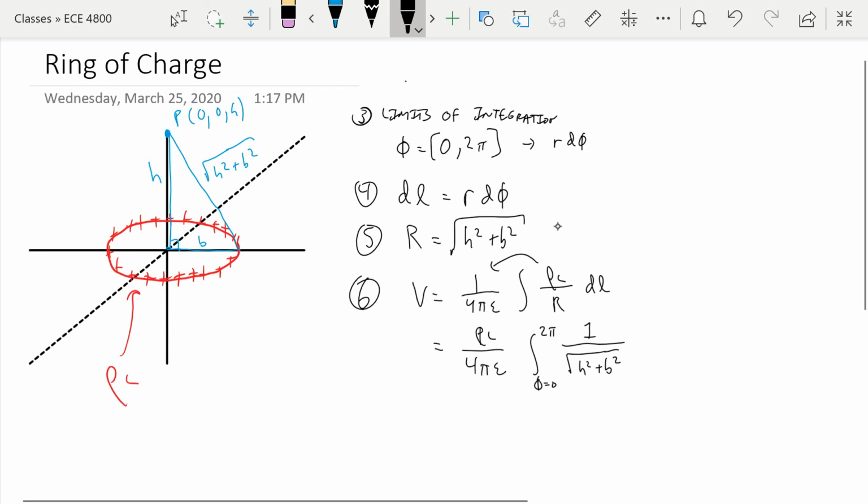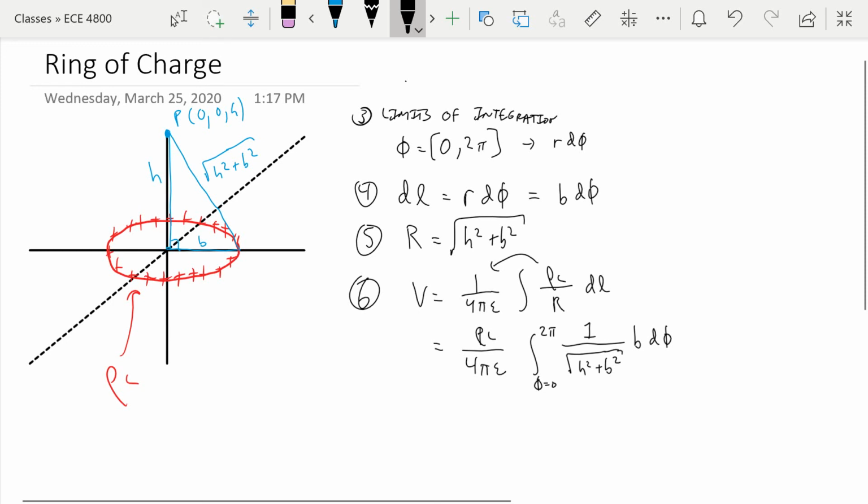We're also going to put in our dl here now. Now keep in mind this dl is equal to r d phi. Now in this problem, we're integrating along the circle here, so this r is going to equal b, right? Everywhere on this ring, the radius is equal to b. So this will just be b d phi. So we could put b times d phi. And since b is a constant, this can also come out.